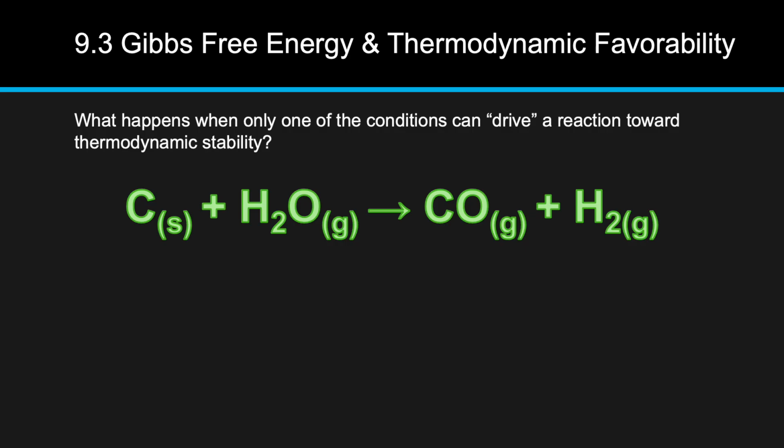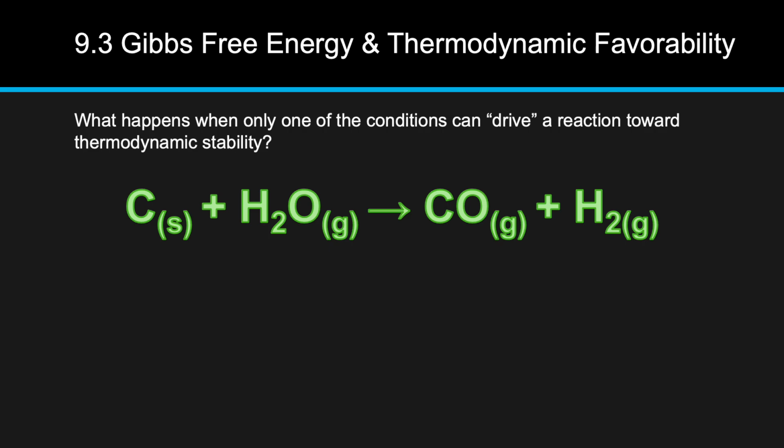All right, so we know a negative delta H and a positive delta S can spontaneously drive a chemical reaction. But what happens if only one of those conditions drives a chemical reaction? And how do we determine what sets of conditions actually make a spontaneous reaction? Well, let's start off with this chemical equation here.